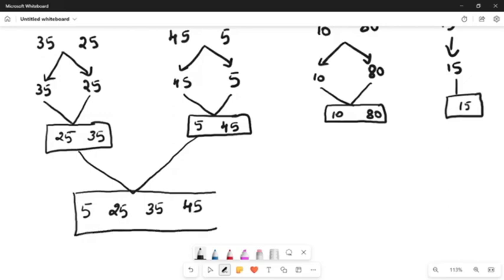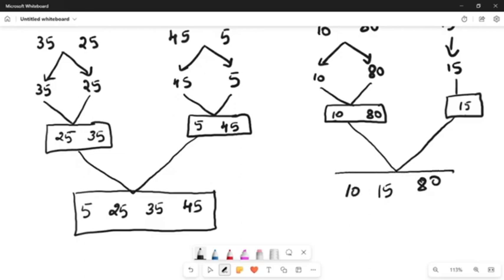Every time, from the left we are taking the first element, and that is compared with the first element in the right side. Now I'll take this. I'm comparing 10 with 15. 10 is less than 15, so I'm writing 10 first. Then I'm comparing 80 with 15. 15 is less compared to 80, so I'm writing it first and then I'll write 80. So now this is the sorted array.